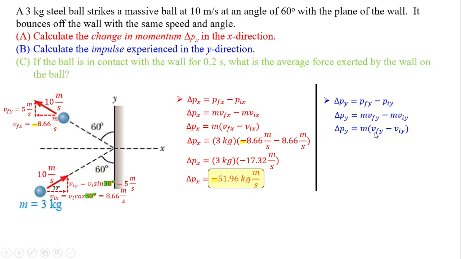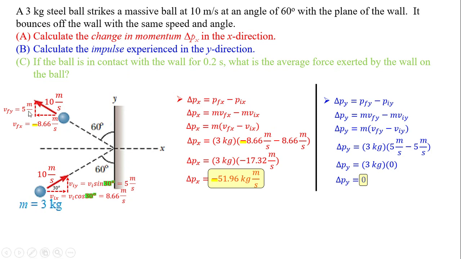So I'm just going to go ahead and plug values in here. m is 3. VFY is a positive 5. Minus gets carried down. And then VIY itself is a positive 5. So in this case, 5 minus 5 is just 0. So 3 times 0 would just give you 0. So what is the impulse experienced in the y direction? The answer is 0. It's 0 because, well, the mass hasn't changed. VIY is the same as VFY, which suggests that the velocity in the y direction hasn't changed.